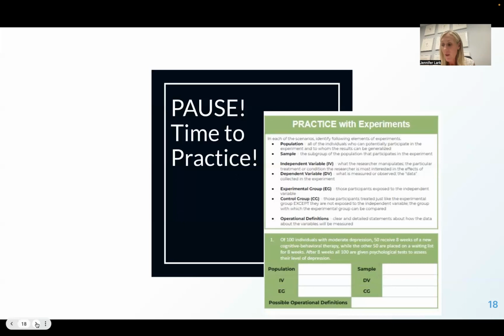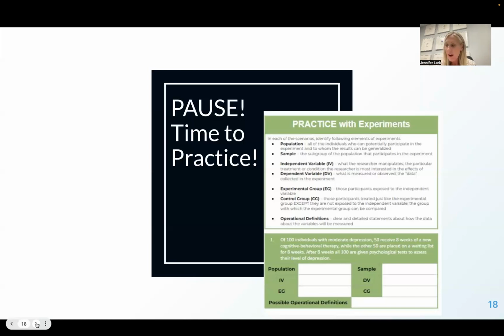Okay, so in each of these scenarios in your interactive notebook, you're going to identify the following elements of experiments: the population, so all of the individuals who could potentially participate in the experiment and to whom we want to generalize the results back; the sample, which is the subgroup of people that we're going to get to participate in the experiment. Remember, we always want to randomly select that sample so that it represents the larger population. You're going to identify the independent variable. So what is the researcher manipulating? And the dependent variable, what is the researcher looking to measure?